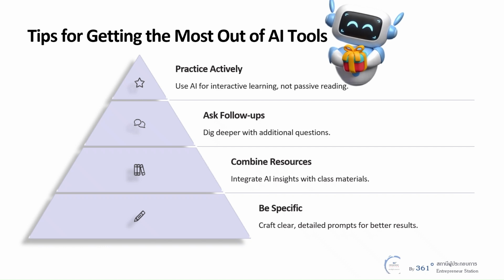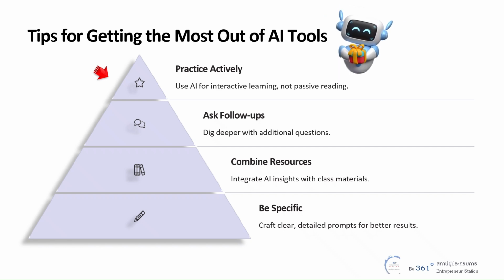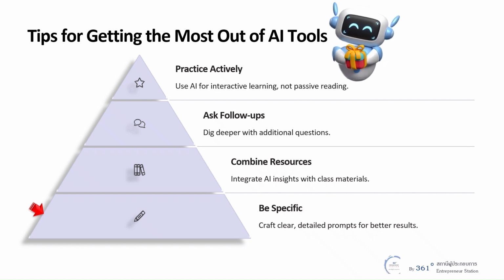Some quick tips to maximize your learning with AI. Practice actively. Don't just read. Have more and more engagement. Ask follow-ups. Dig deeper until you meet your satisfaction. Combine resources. Use AI alongside class materials. Also keep enhancing your questions. Be specific. Clear prompts equal better results.